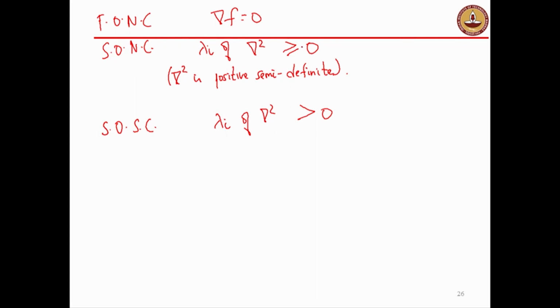So the sufficiency condition is if all the eigenvalues of the Hessian are strictly greater than 0. Greater than or equal to 0 means some of the eigenvalues could be equal to 0, but if the eigenvalues are strictly greater than 0, then the matrix is called positive definite. If the eigenvalues of the Hessian matrix are strictly greater than 0, then it is a sufficiency condition. You know that you are at a local minimum. I am not claiming anything about global minima at all.